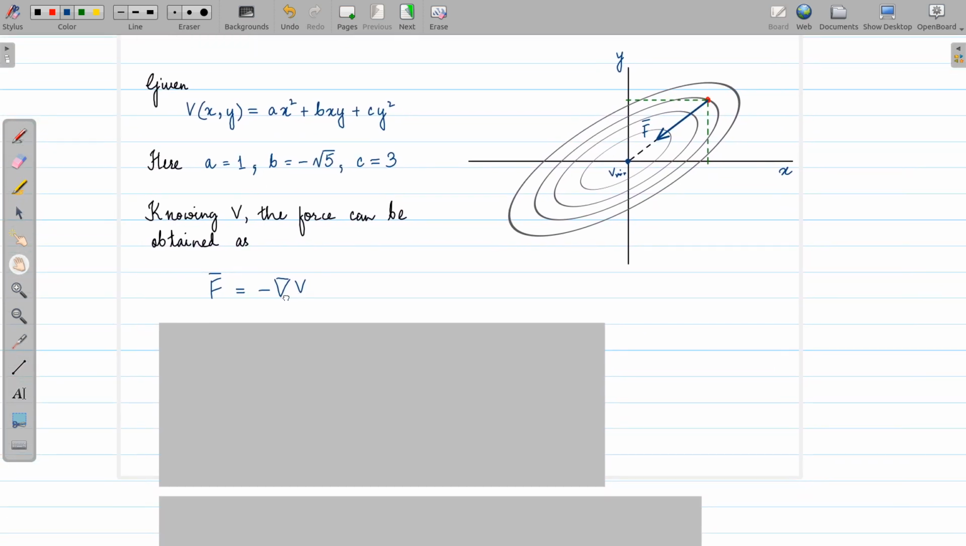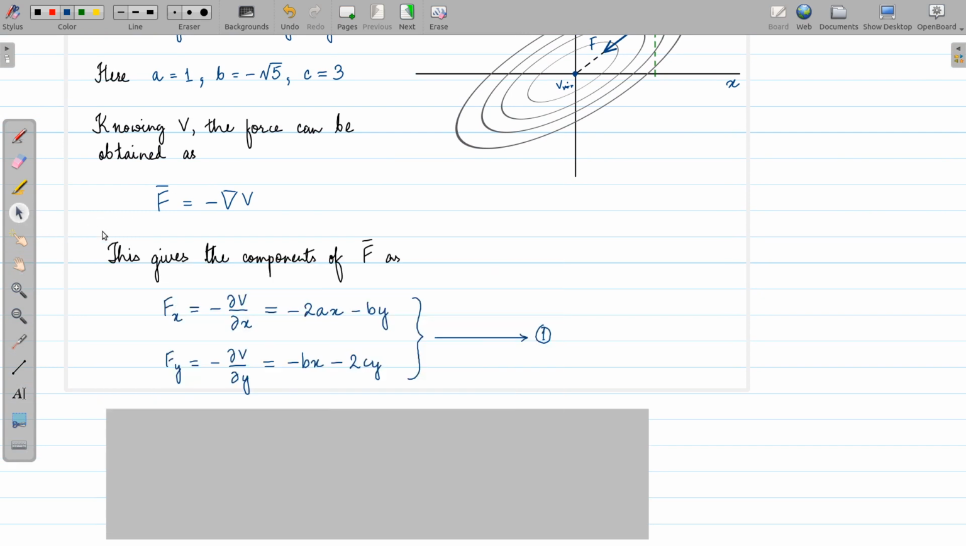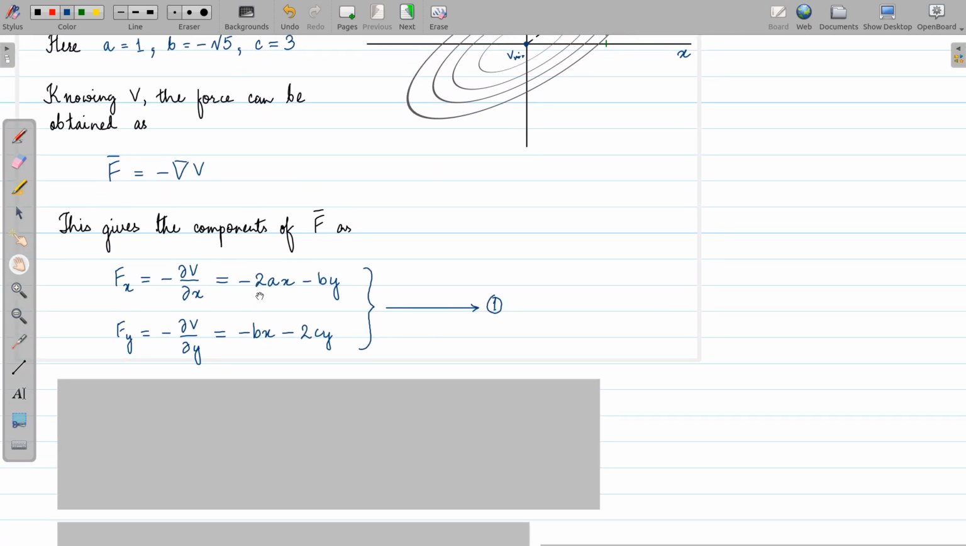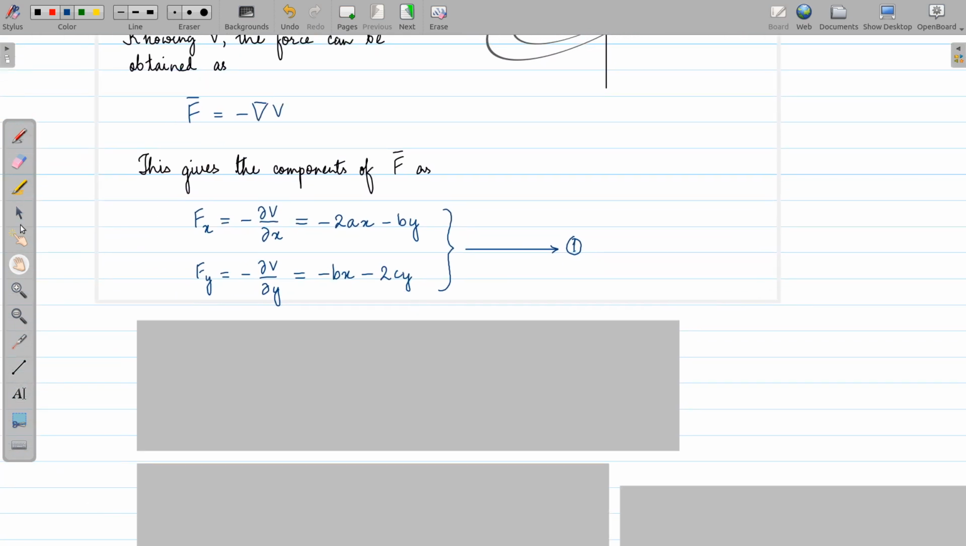So the force is equal to the negative gradient of the potential, so that we already know. So from here we can find out the components of the force. So we can get the x component. The x component is simply the negative of the partial derivative of the potential with respect to x, and from here, if this is the V, you take the partial derivative with respect to x, that is going to give us minus 2ax minus by, and similarly Fy is the negative partial derivative with respect to y, so that is minus bx minus 2cy.